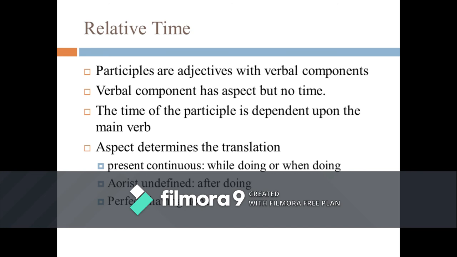So an aspect determines the translation. For a present continuous, if the verb were poieo, doing, it would be while doing or when doing. It is continuous with the same time that the verb is going on. So if the verb is present, it is continuous with the present, and it is while doing. If it is in the aorist, it means it is not continuous. So if the main verb is in the present and the participle is in the aorist, its relative time is after. So after doing would be what the participle would be. And the perfect would be having done so and so, Jesus went.